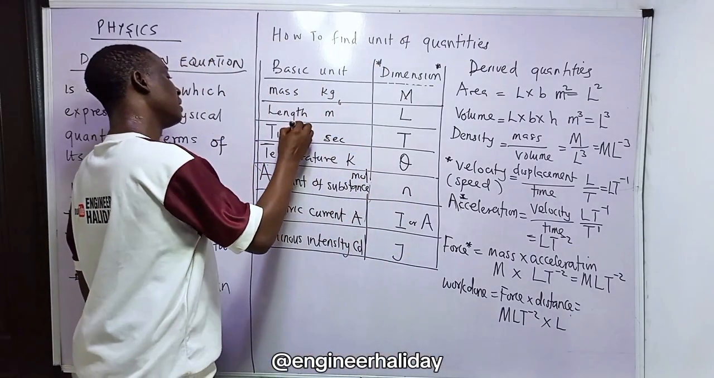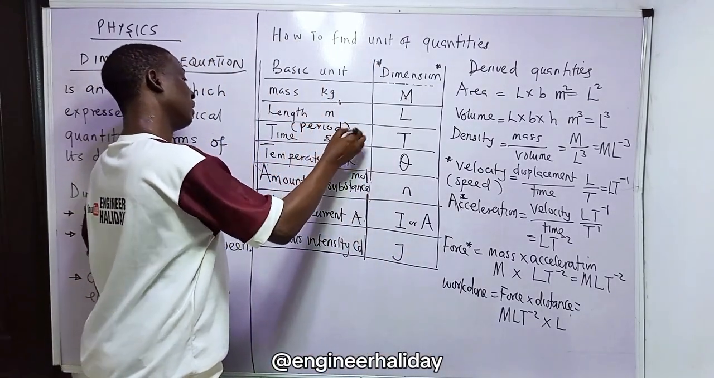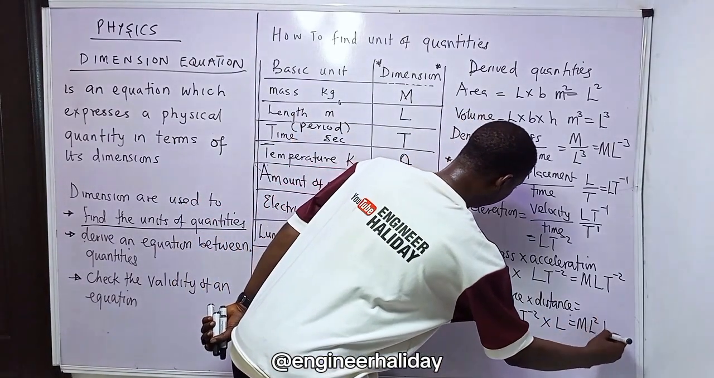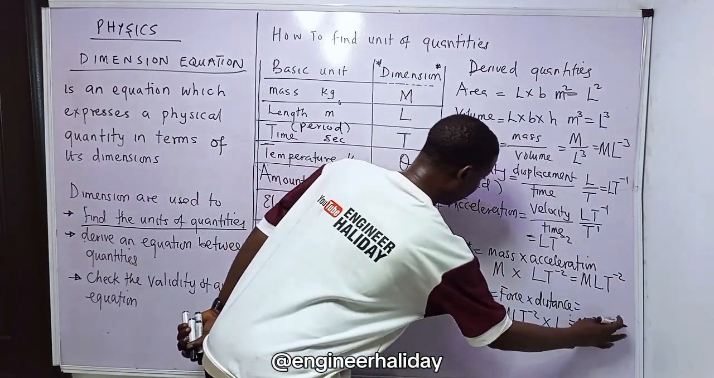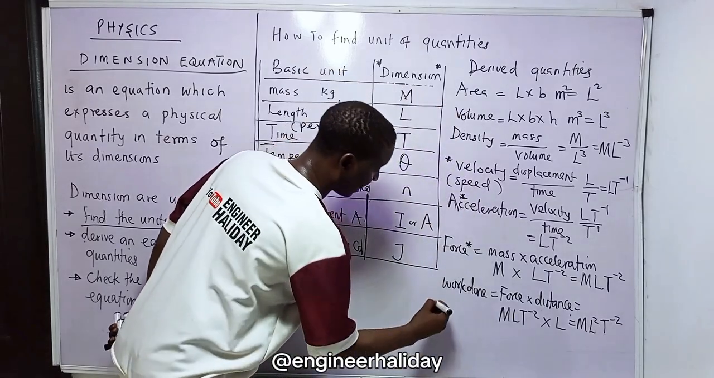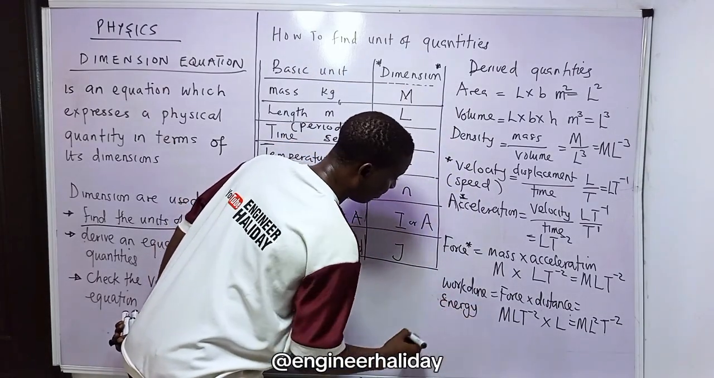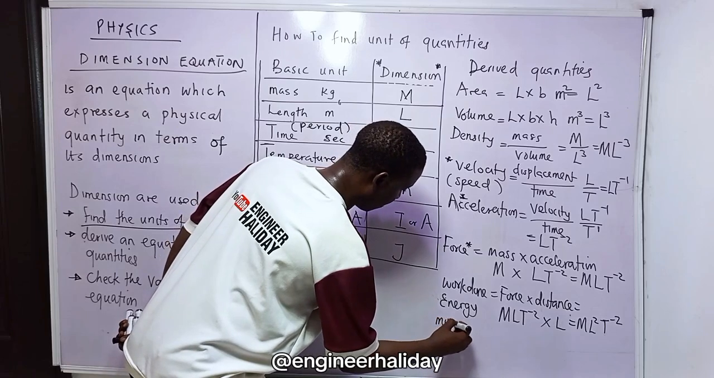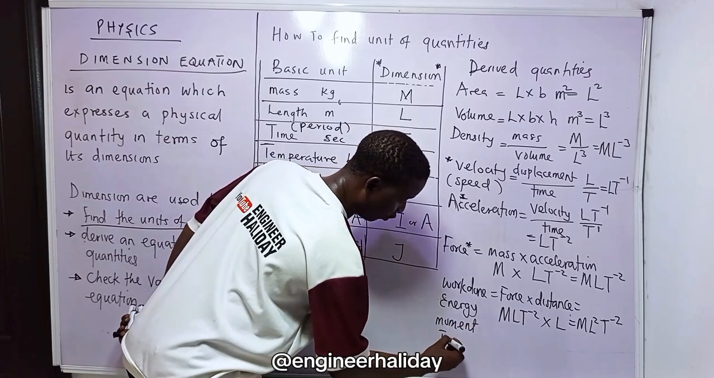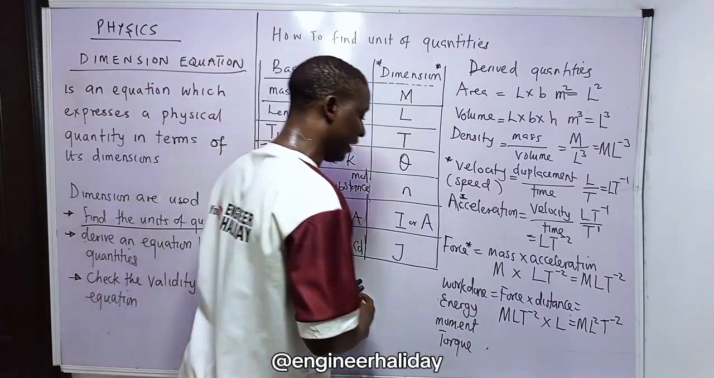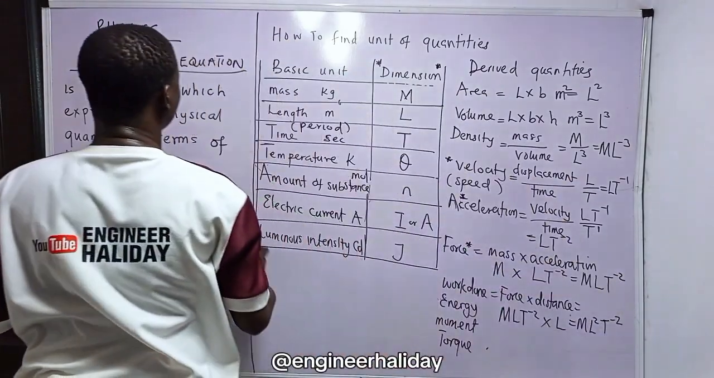Don't forget this one can also be period. So this will now give us ML squared T minus 2. Don't forget, ML squared T minus 2. The same thing with work and energy. They have the same dimension. The same thing with moments, and the same thing with torque. All these ones have equivalent dimension.